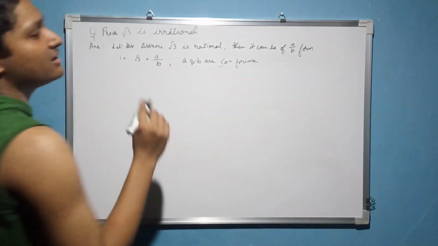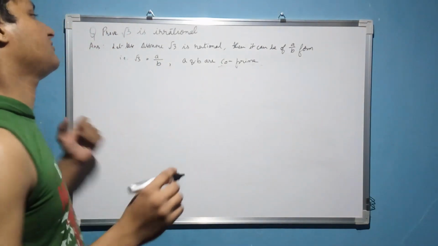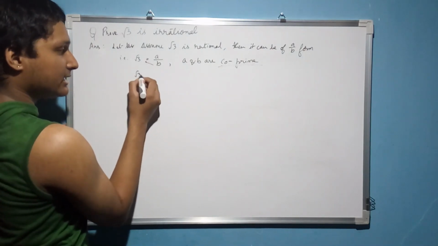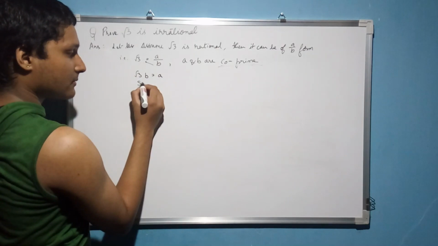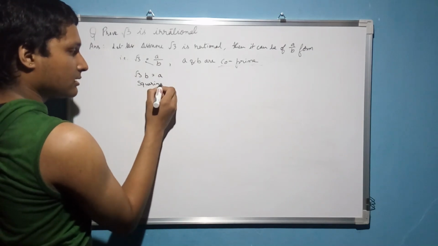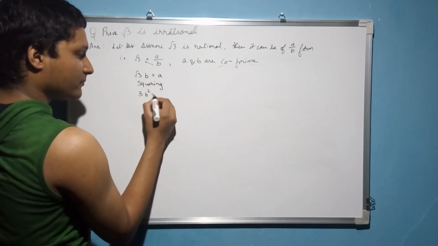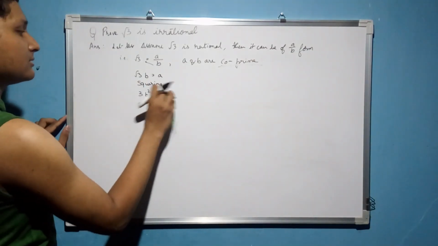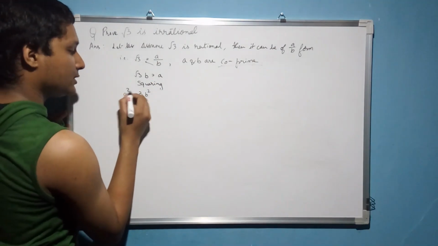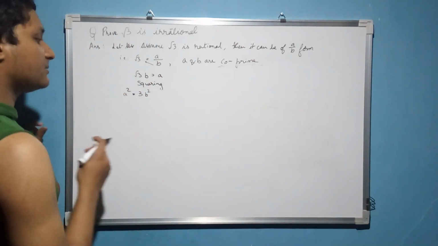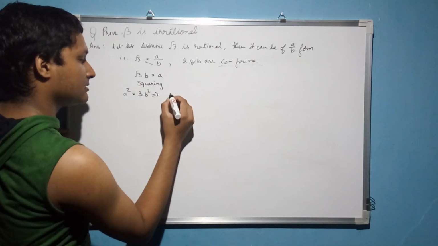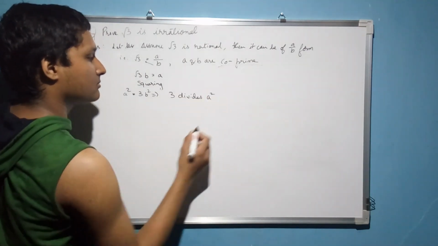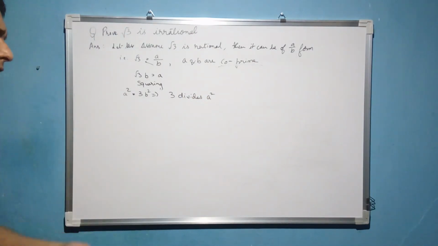Right? The contradiction is based on this assumption itself. So I'll just cross multiply. B goes to that side: root 3 b is equal to a. Squaring on both sides, 3b square is equal to a square. I'll write it the other way around: a square is equal to 3b square. What did I get from this? That means that 3 divides a square.